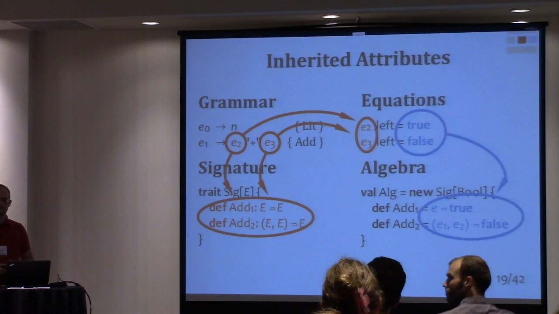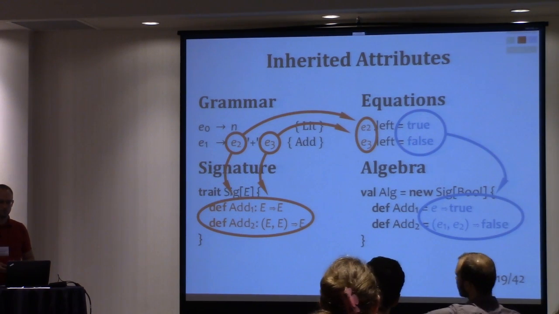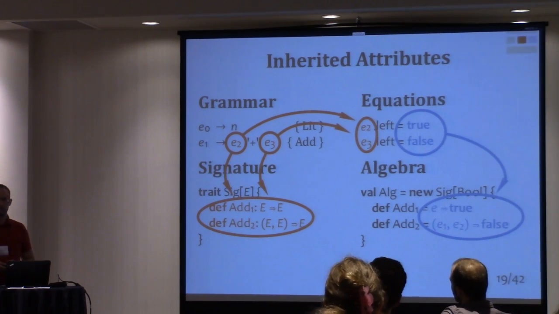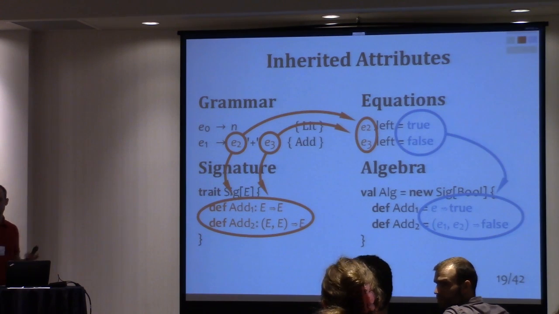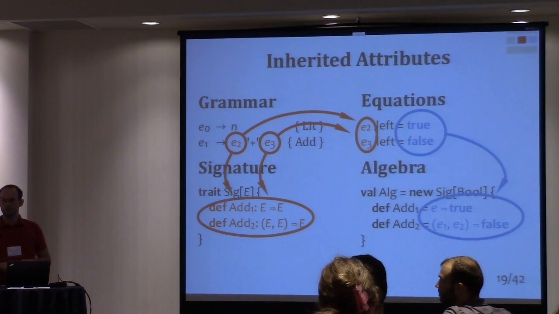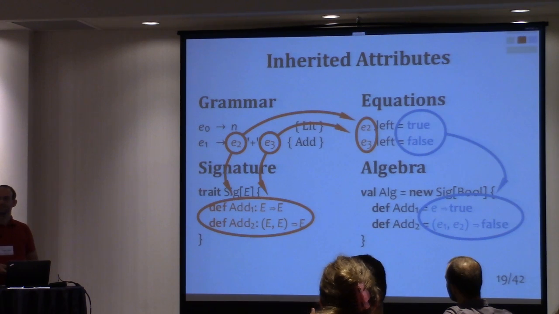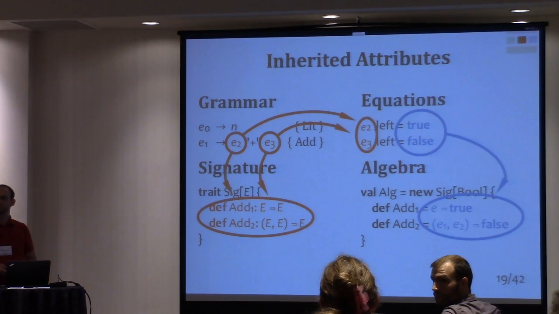Yes? So does it make the order explicit in each signature, the traversal order? So the question is, is the traversal order explicit? And the answer is yes.